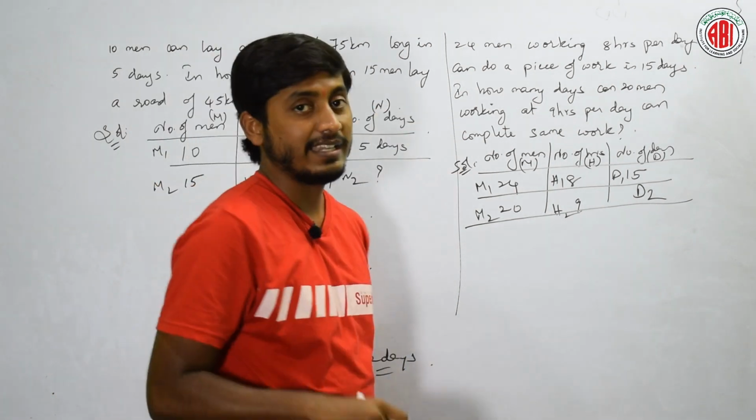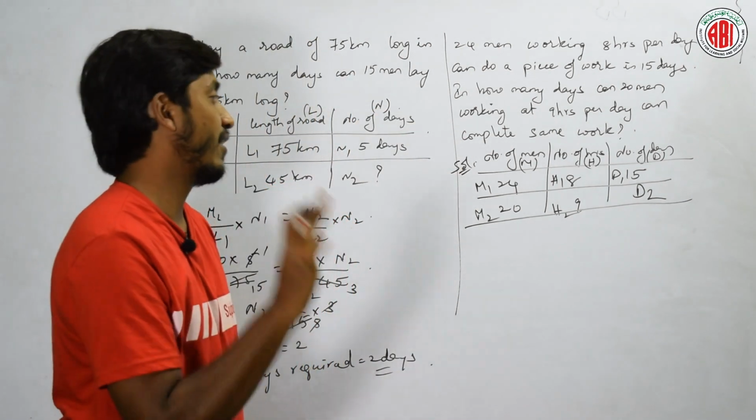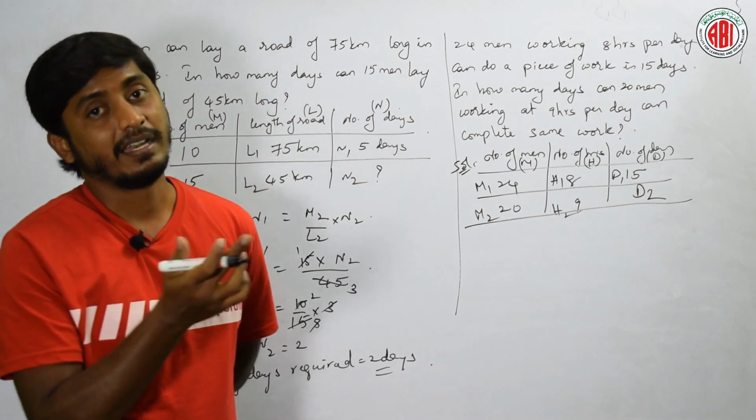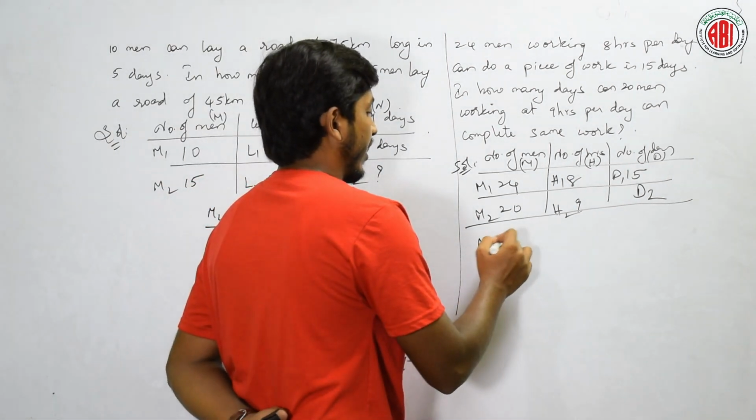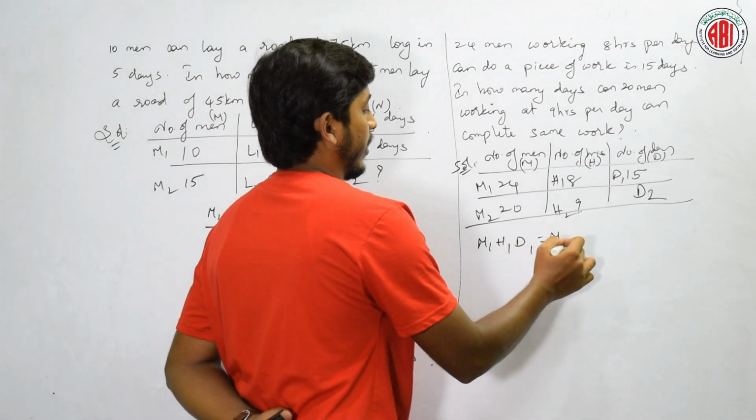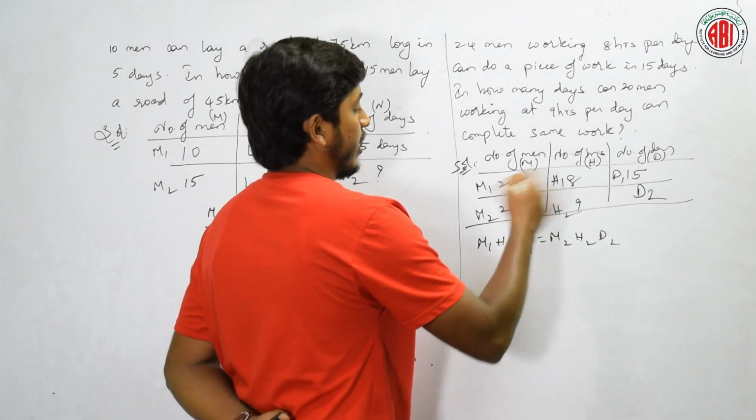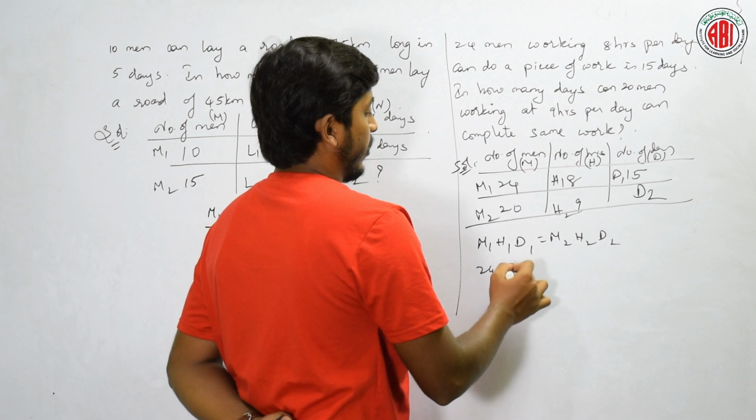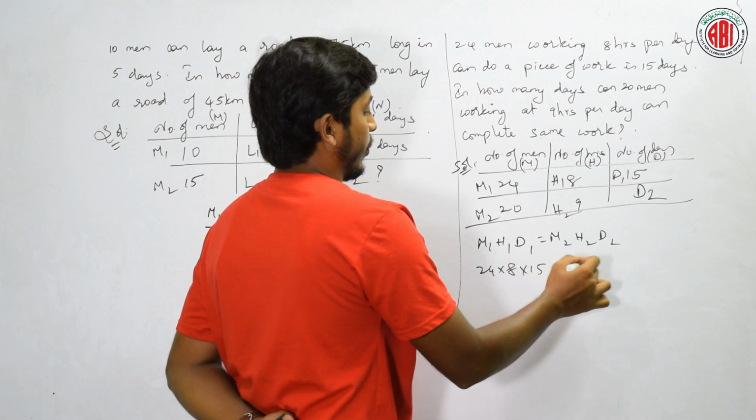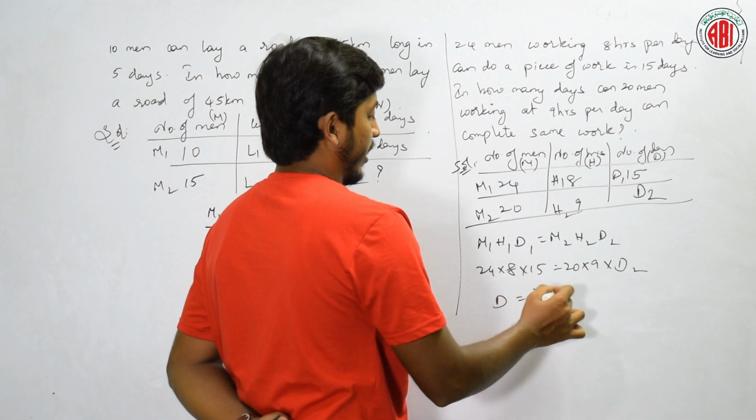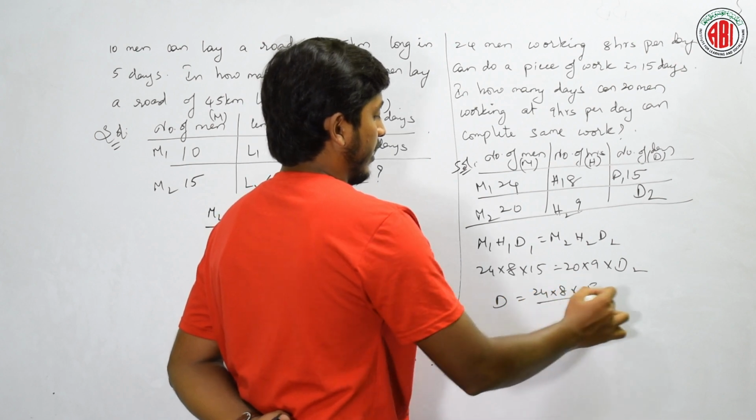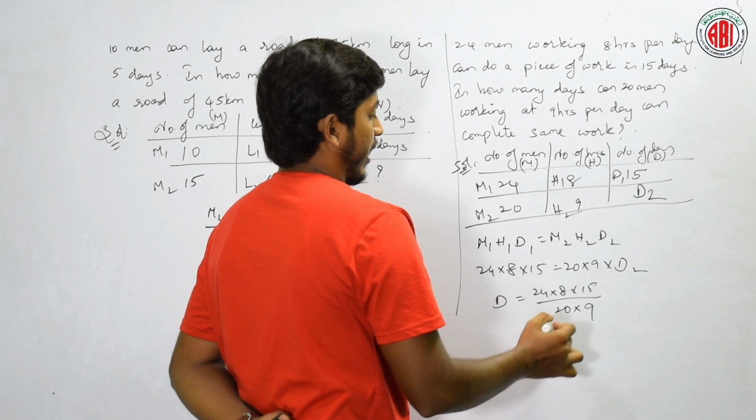Clear? Now tell me, here M is 24, here 8 and 15, all are inversely proportional. If the number of hours decreases, days will increase. If the number of hours increases, men should decrease. Okay. Therefore, M1 H1 D1 is equal to M2 H2 D2. Substitute everything. 24 into 8 into 15 is equal to 20 into 9 into D2. Therefore, D2 is equal to 24 into 8 into 15 by 20 into 9.